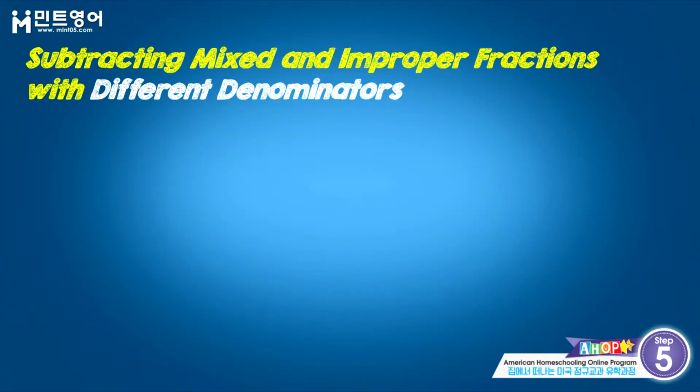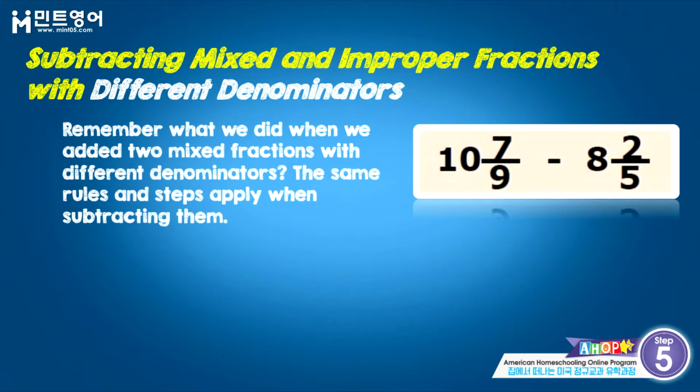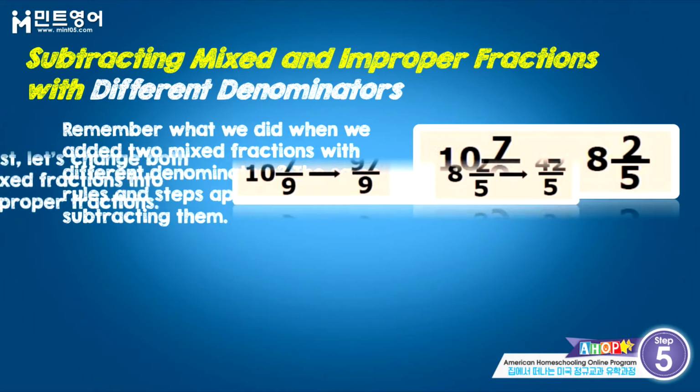Subtracting mixed and improper fractions with different denominators. 그렇다면 다른 분모를 가진 것을 빼는 것에 대해서 살펴볼 텐데요. Remember what we did when we added two mixed fractions with different denominators? 우리가 다른 분모를 가진 두 개의 혼합 분수를 더했을 때 무엇을 했는지 기억하시나요? The same rules and steps apply when subtracting them. 동일한 규칙과 단계를 적용하여 빼면 됩니다.